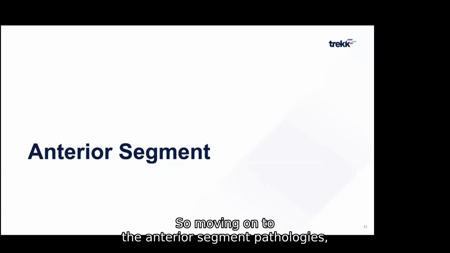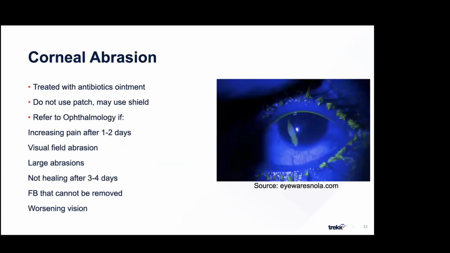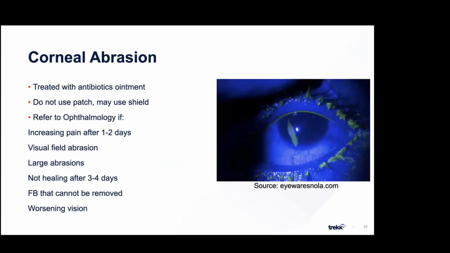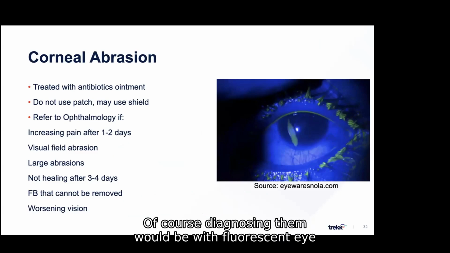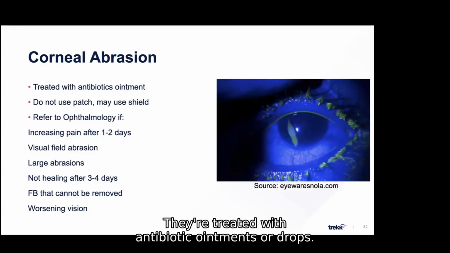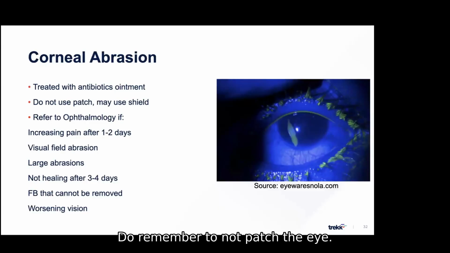Right, so moving on to the anterior segment pathologies. I think one of the more common presentations for an eye trauma is corneal abrasion. Of course, diagnosing them would be with fluorescein eye drops. Then you can use the blue light to visualize the abrasion. They're treated with antibiotic ointment or drops. Do remember to not patch the eye. You can use a shield, but not patching, because patching affects the epithelium of the eye and might delay healing.